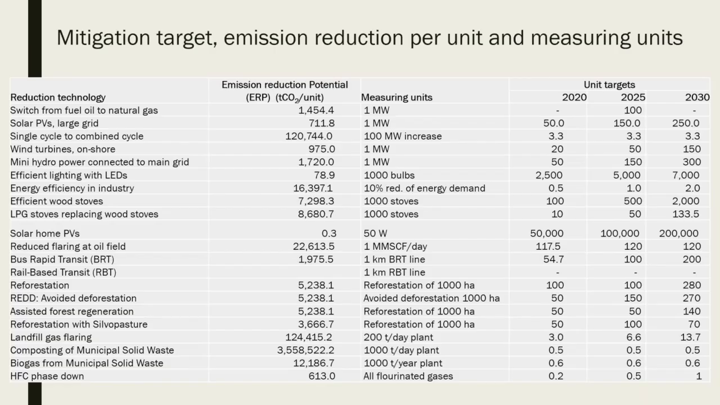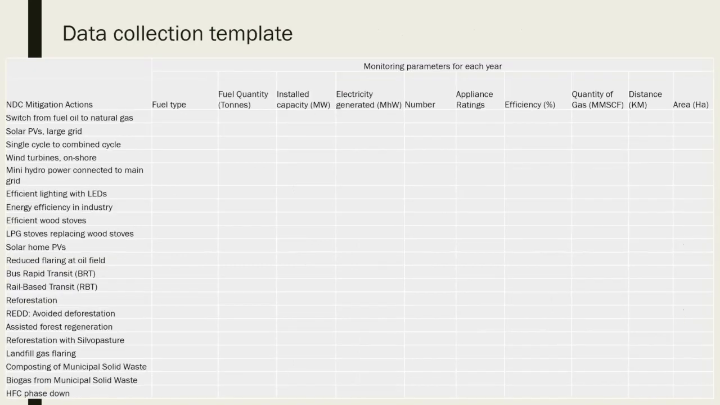This was computed. This is the potential emission reductions per each unit of the NDC target for each measure. We computed this using the GHG model. For example, for every 1 megawatt of natural gas power capacity that you add, this is the expected emission reductions that you accrue. And if you want to compute the 100 megawatts addition, you simply multiply this by the total target.